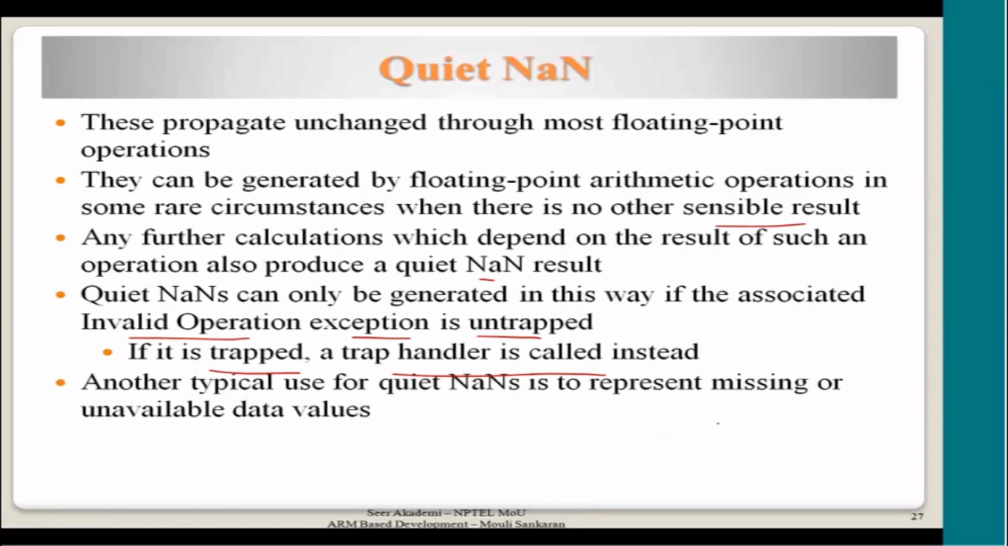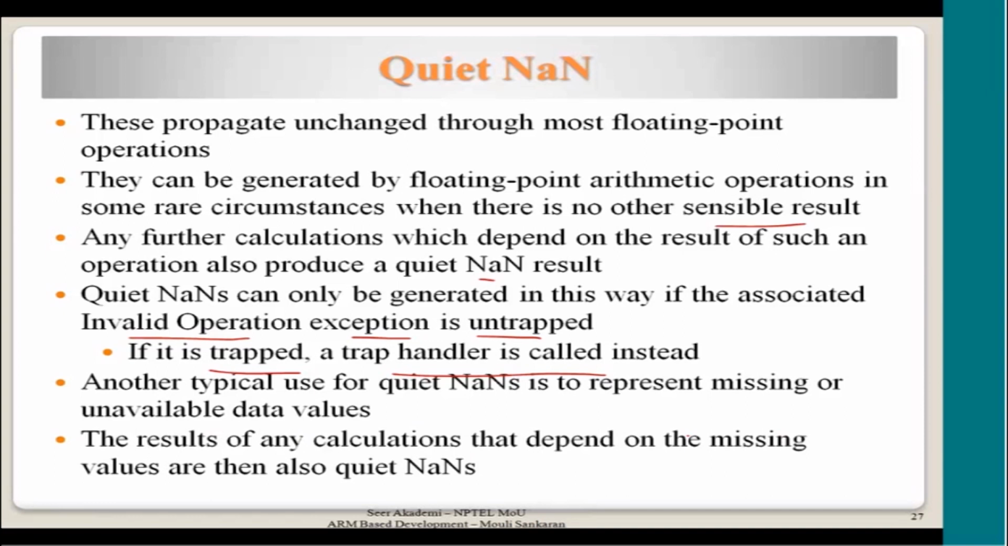Another typical use of quiet NaN is to represent missing values. Suppose you are initializing a value, you can initialize it with a quiet NaN, and if a particular floating point number is not initialized and you are using it in a computation, then this quiet NaN will indicate to the exception handler that the number was not initialized. The results of any calculation that depends on the missing value are also quiet NaN. So you can propagate this value. Suppose an error has happened in the floating point computation in between.